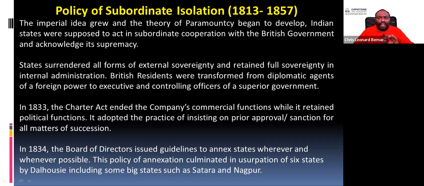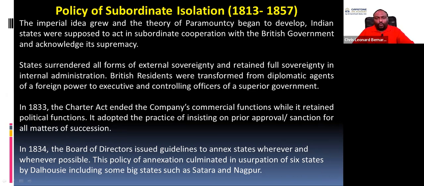And this 1833 Charter Act ended the British East India Company's commercial functions while it retained the political functions. And the British East India Company adopted the practice of insisting that a native ruler should get sanction from the British authority in all matters of succession.